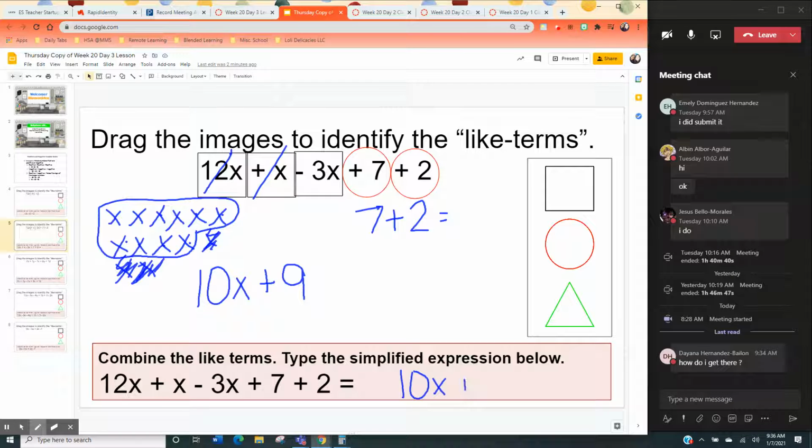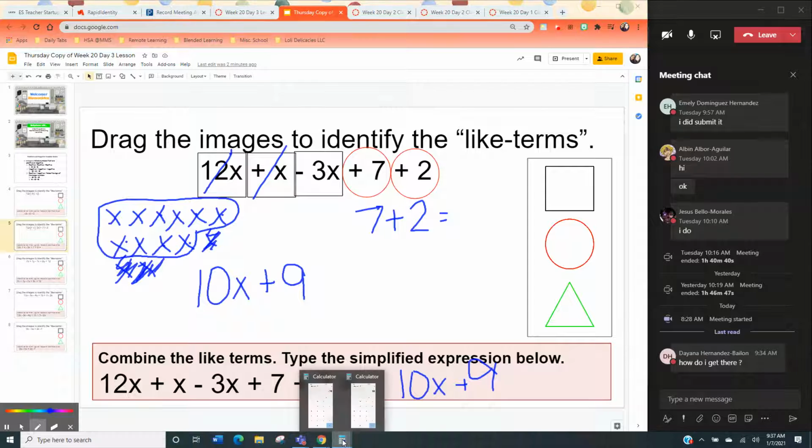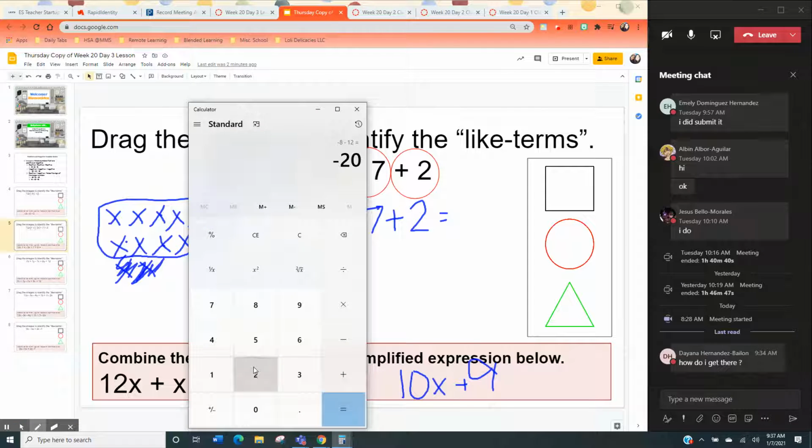Now, if I'm not sure, if I need to check, again, I can just pull up my calculator and put 7 plus 2 equals 9.